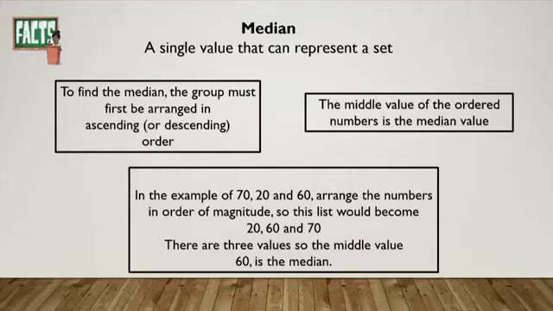Suppose we have the numbers 70, 20, and 60. We arrange them in order of magnitude or size. So the list would now become 20, 60, 70, starting with the smallest. There are three values. It's easy to find the middle one. It is 60.